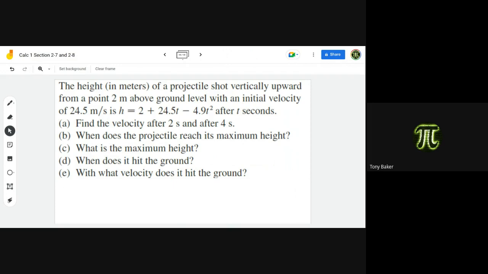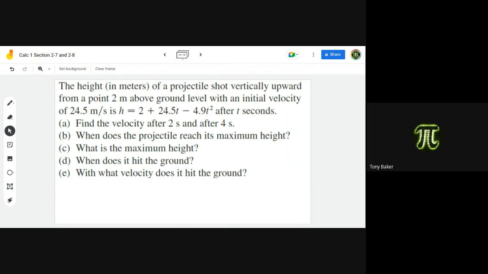It's 2 plus 24.5 t minus 4.9 t squared. You don't need to worry about its initial velocity because that's formulated into the actual equation. It wants us to find the velocity after 2 seconds, after 4 seconds. It wants us to find when the projectile reaches its maximum height, when does it hit the ground, and at which velocity does it hit the ground. So it wants us to do a whole bunch of calculations.